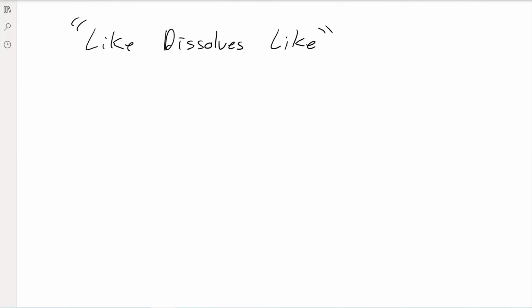So remember our saying, like dissolves like. Polar things will dissolve polar things. Non-polar things will dissolve non-polar things. And let's just take a look at it.